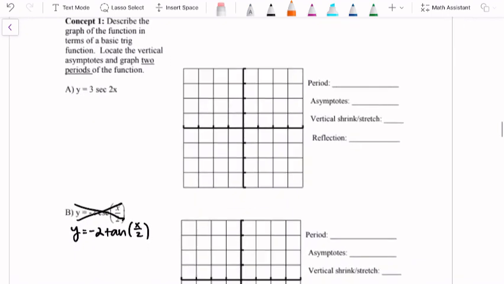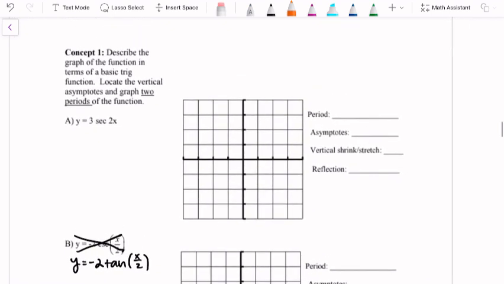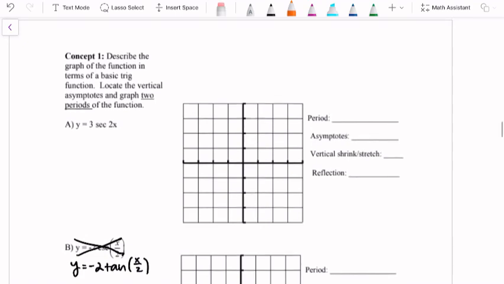Okay, we're going to go ahead and flip over our page, and then we're going to look at this example. So for concept 1, we're going to describe the graph of the function in terms of a basic trig function, and then we're going to locate the vertical asymptotes and graph 2 periods of the function. In this video, we're going to do example A. Example B, we are going to change a little bit.